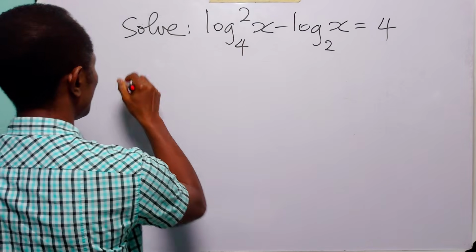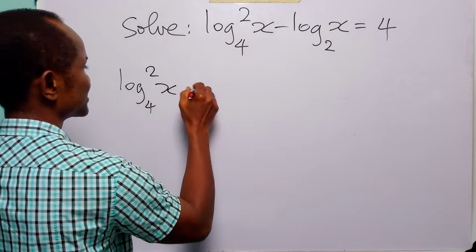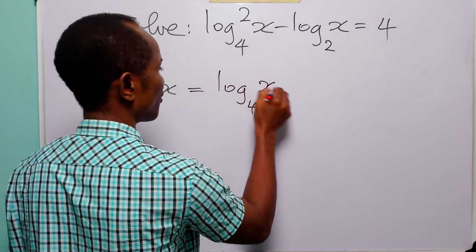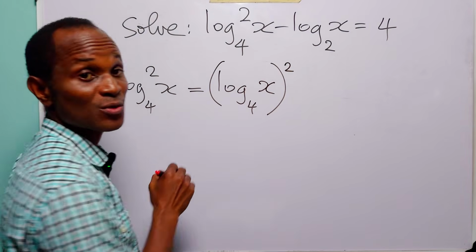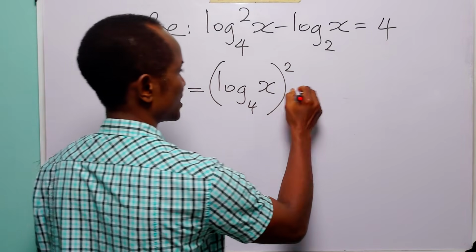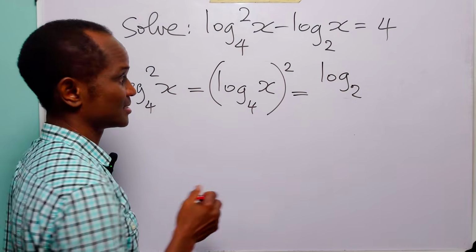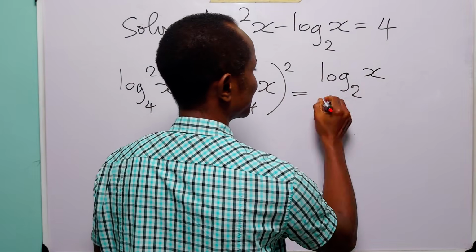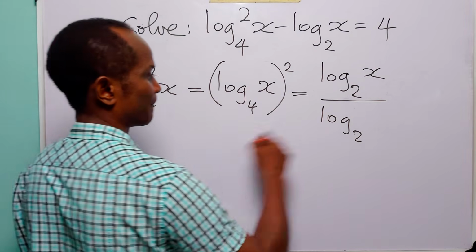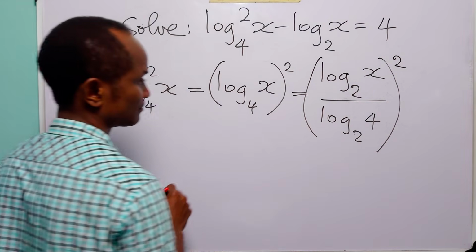I am sure you know that log to base 4 squared of x is the same as log to base 4 of x, squared. And now when we apply the change of base formula to this, we have log to base 2, remember, 2 is the new base, of x divided by log to base 2 of the old base 4. And of course, everything is still squared.